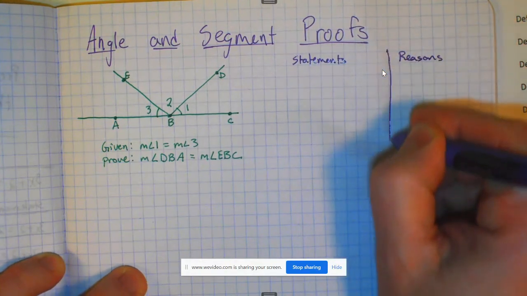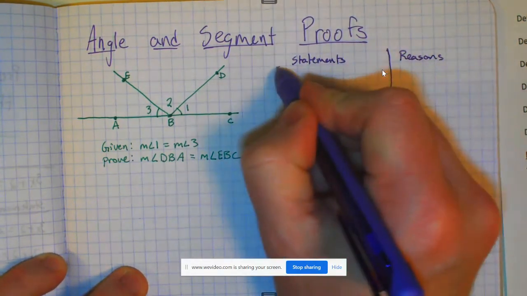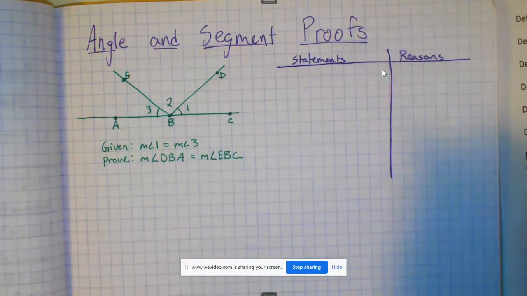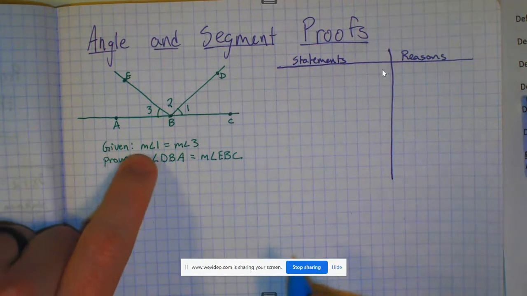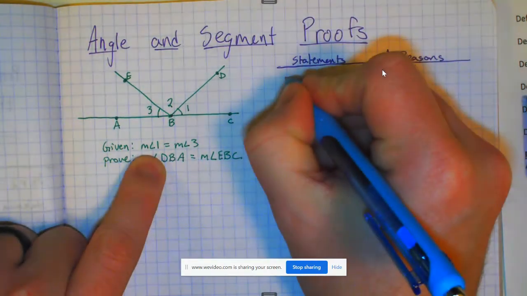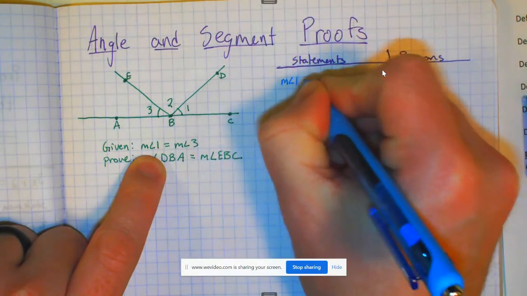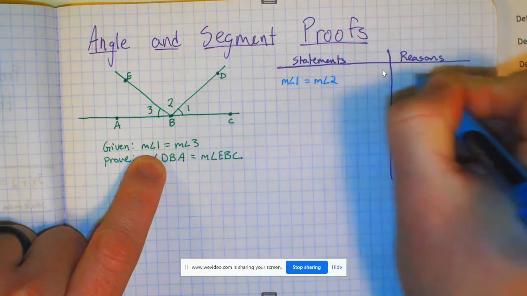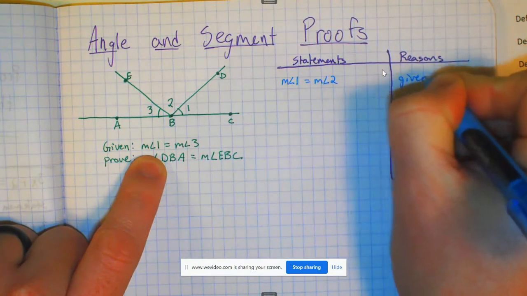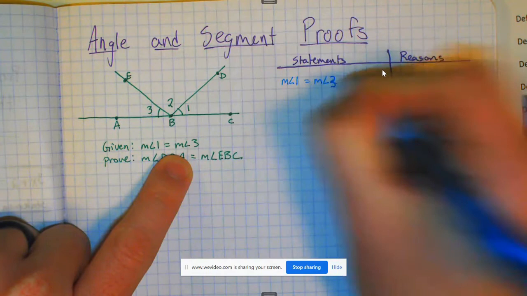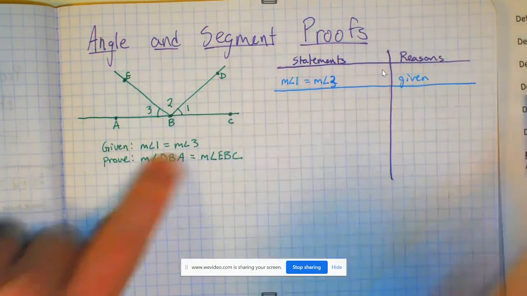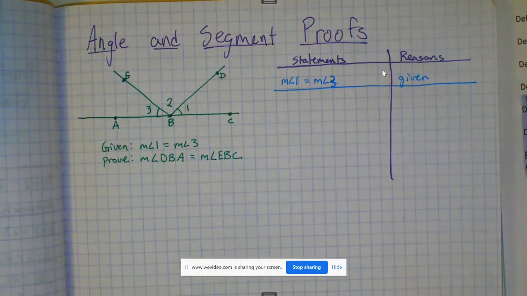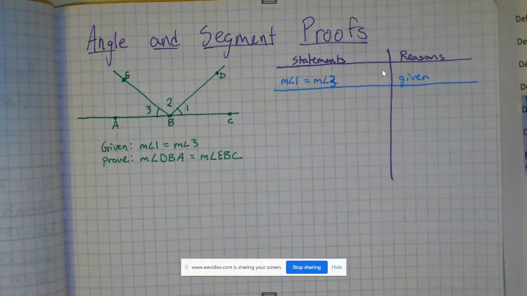And again, the first statement is always what you're given. Okay, they are giving me that the measure of angle 1 equals the measure of angle 3. That is given. So angles 1 and 3 are the same.